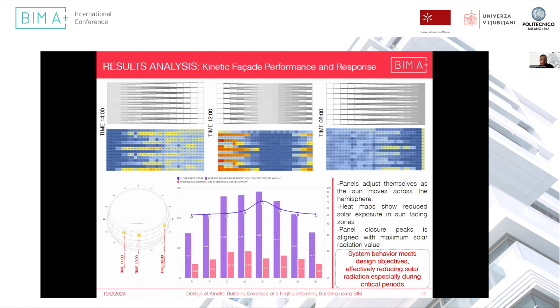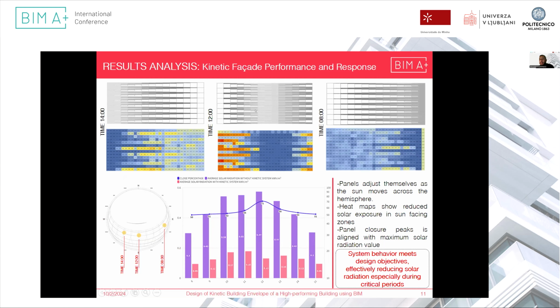To analyze the system, we are going to do three types of analysis. The first one is the kinetic facade performance and response. We chose a peak day in the summer, and we follow the responsive system, how it will react. As we see, the pattern of the facade really follows the sun position and becomes more and more closed when the sun is more direct to the facade.